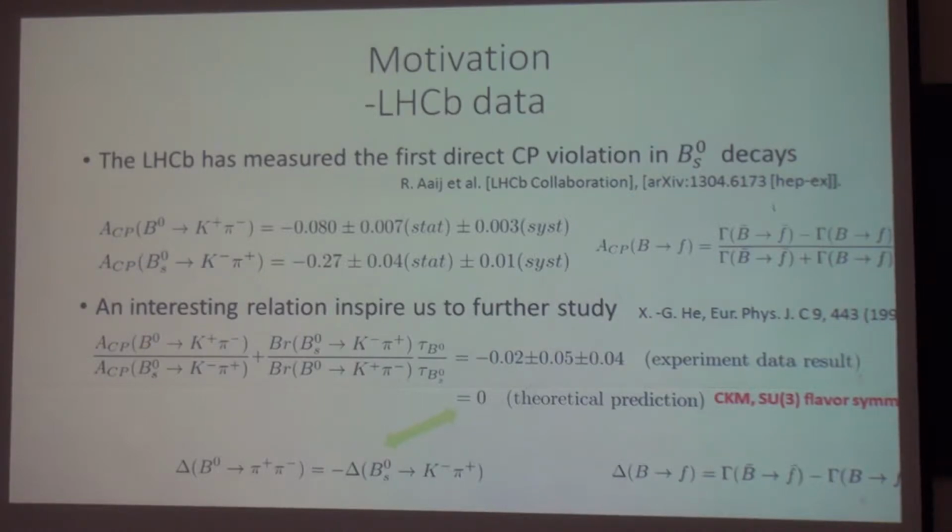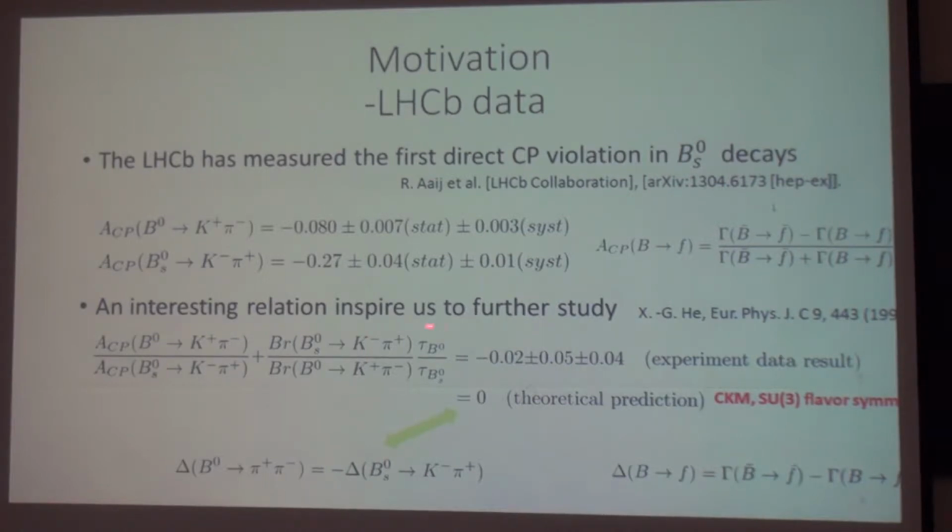Okay, and the next is our motivation. From the recent LHCb data, we have the first measurement of direct CP violation in B_s decays. And here, this is A_CP. And A_CP's definition is the decay rate of the antiparticle state minus the decay rate of the particle state, divided by the sum. And from this definition, we can quickly understand if this number is not equal to 0, then there is CP violation.